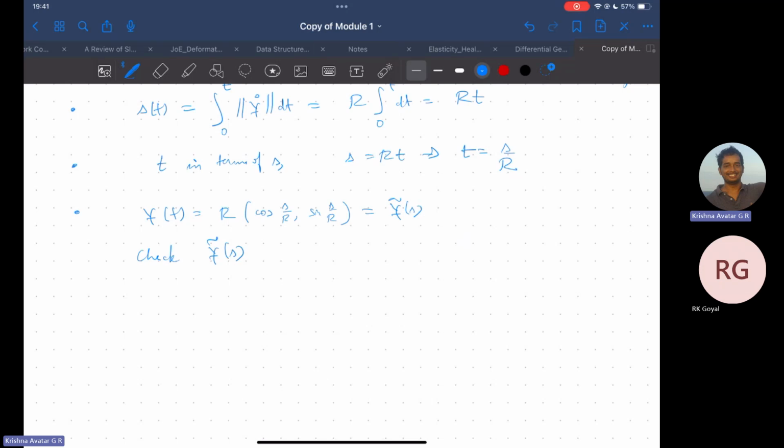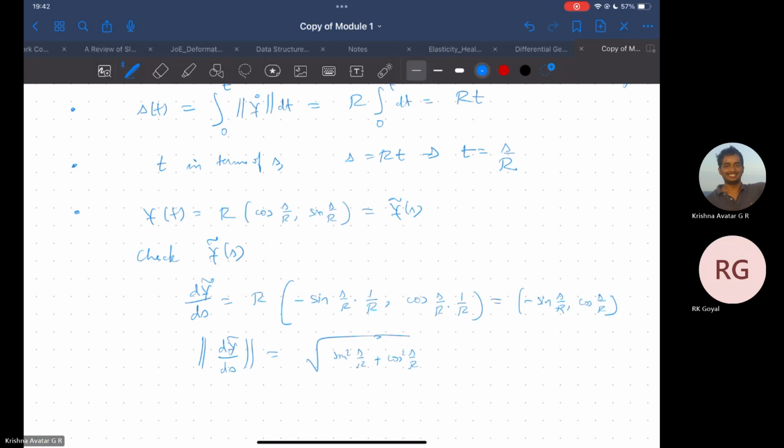Right? So now check some of the properties of gamma tilde of s. This parameterization doesn't have t involved, so it's like s is the independent variable. Now d gamma tilde by ds is equal to r times minus sine of s by r times 1 by r, comma cosine of s by r times 1 by r. This can be written as, bringing r outside, r by r, which is 1, so you have minus sine s by r, comma cos s by r. Now when we take its norm, it's sine squared s by r plus cosine squared s by r. This is just 1, right? You see, unit speed curve.